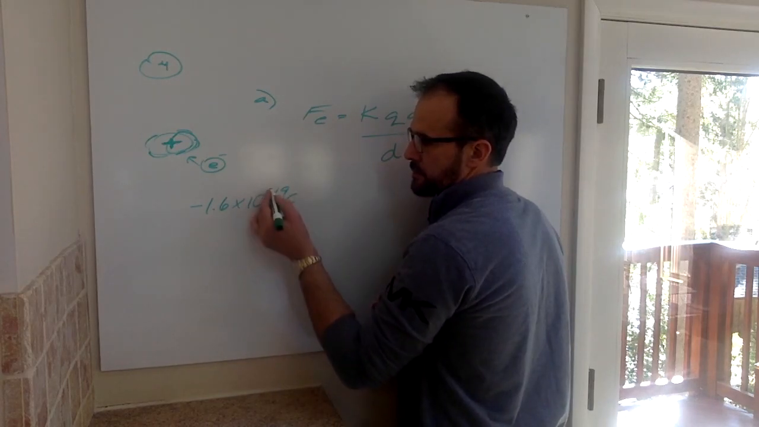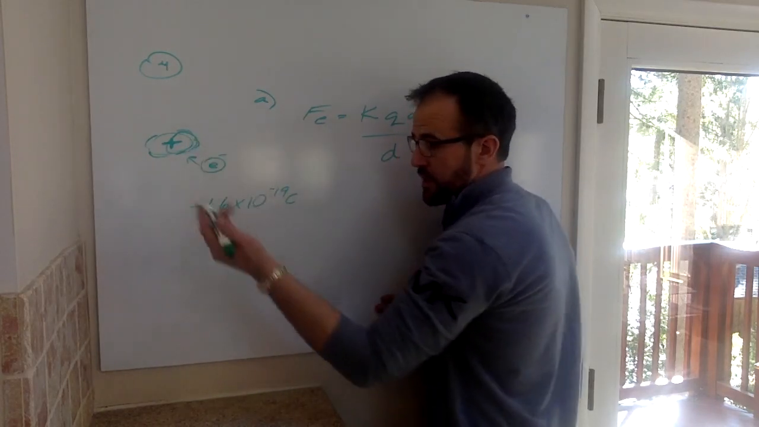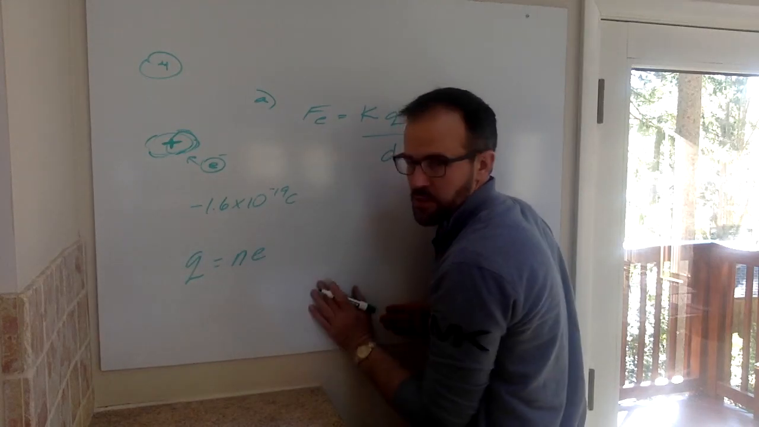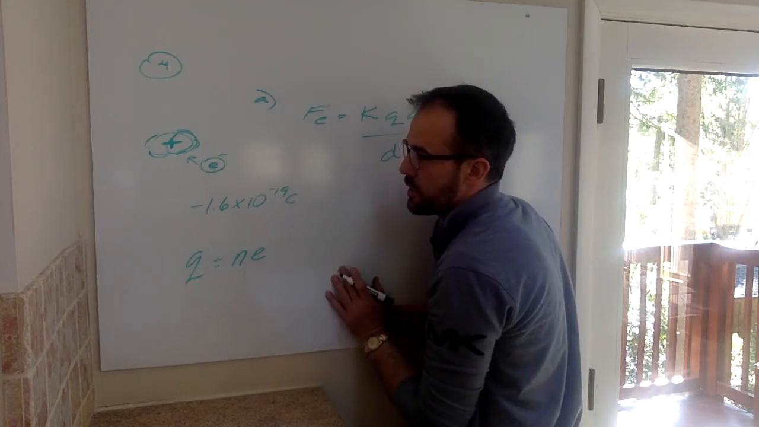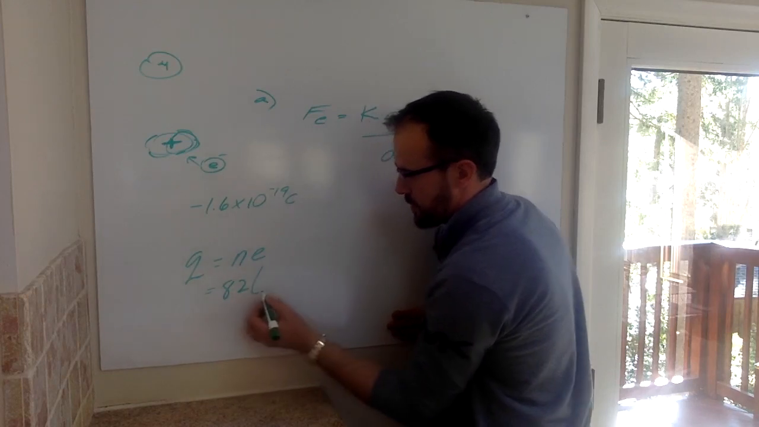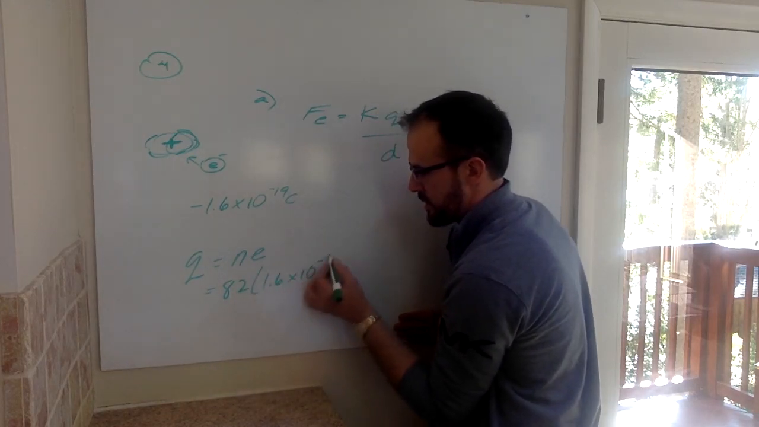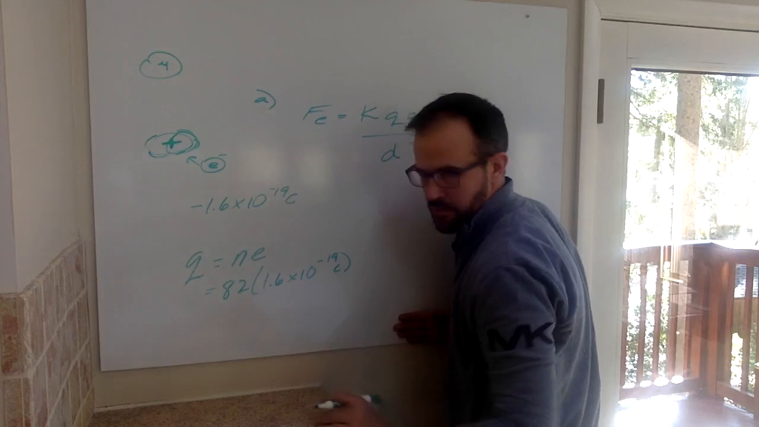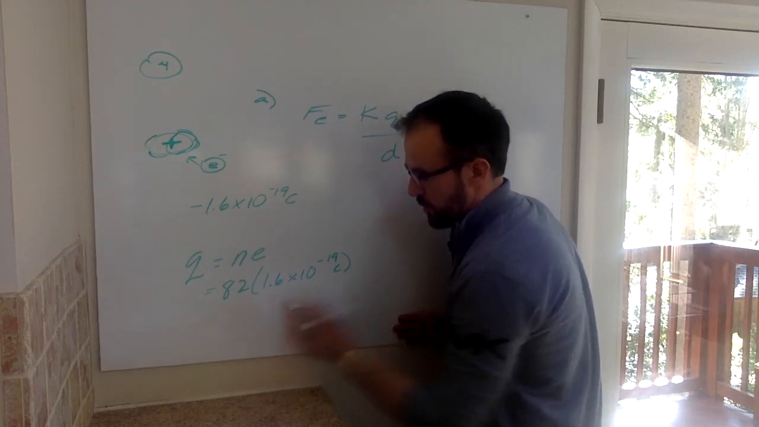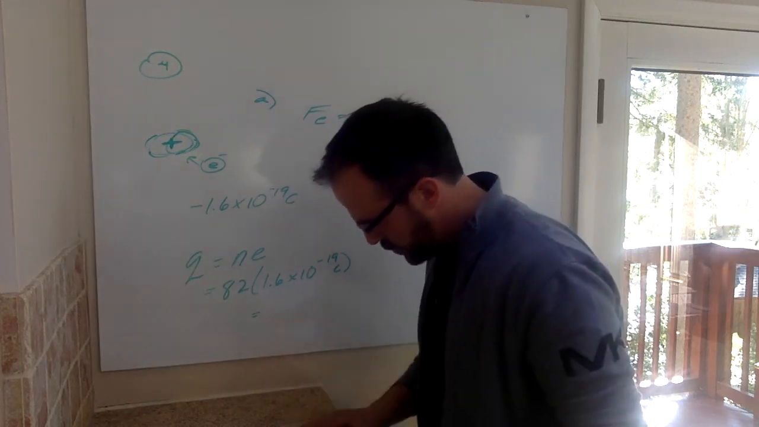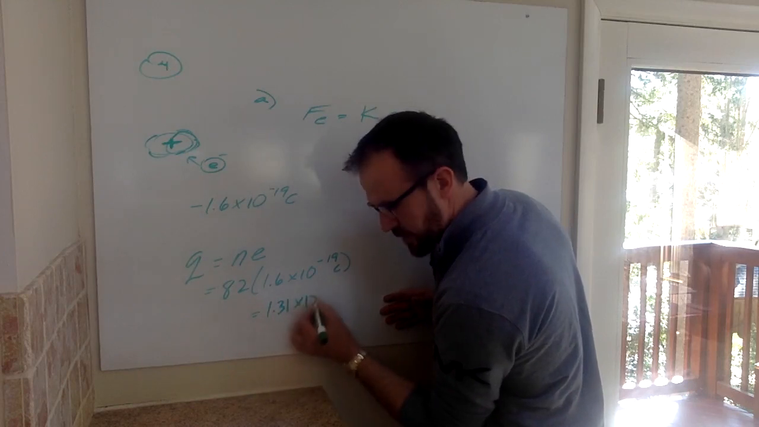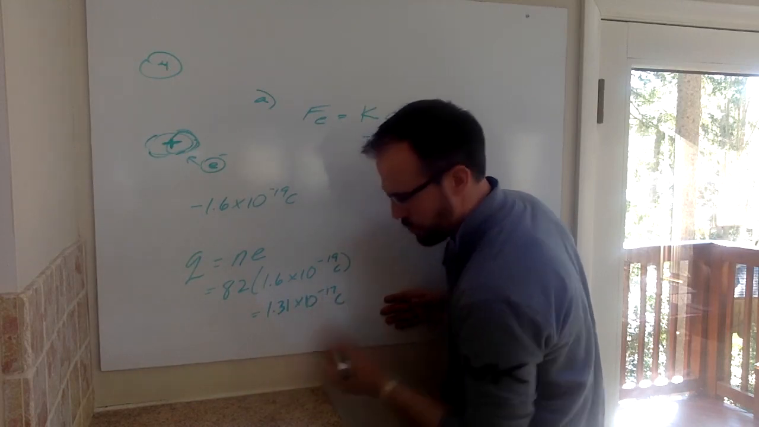That is a negative. And then the 82 protons, we can figure out using that formula I mentioned before, Q equals NE, some number of fundamental charges. So if it is 82, we'd say 82 times 1.6 times 10 to the negative 19th coulombs for every fundamental charge. So 82 of them is 82 times that number. Let's figure that number out. Yeah, 1.31 times 10 to the negative 17 coulombs.